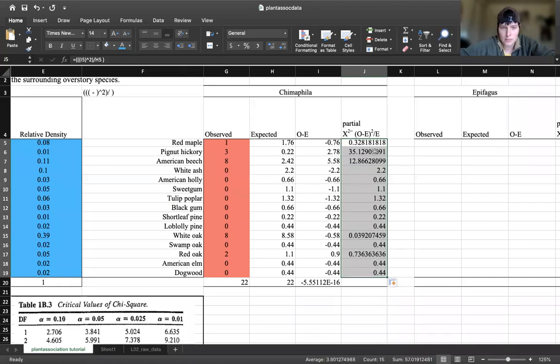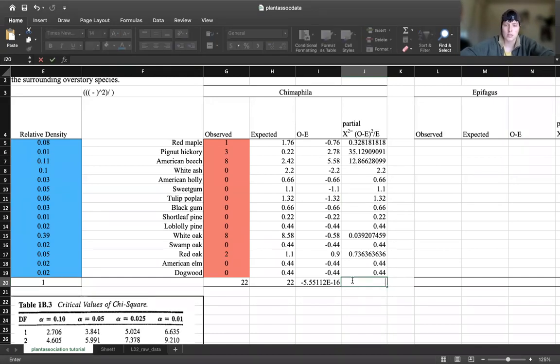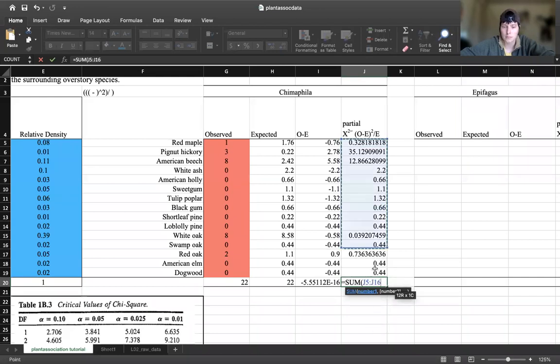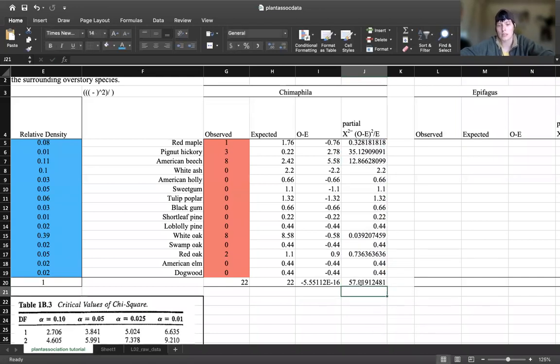And if we copy it, you can check that it's the same row being copied. So they're both 6. And go through and look at the top. They're all the same number. Okay. So after you've done that for all your partial chi-squares for each of the overstory species, you can sum this up. And this is your chi-square value.